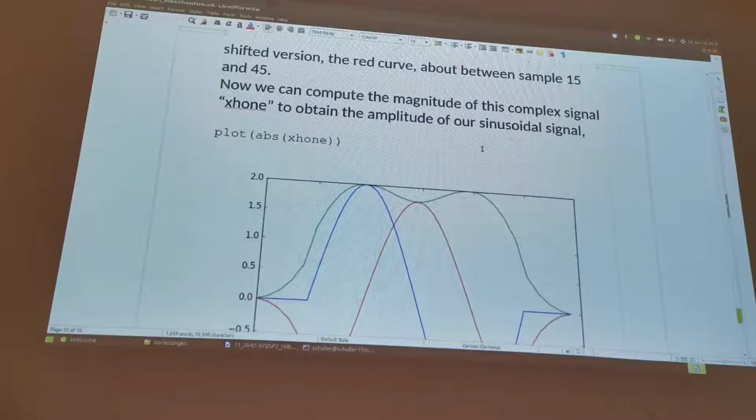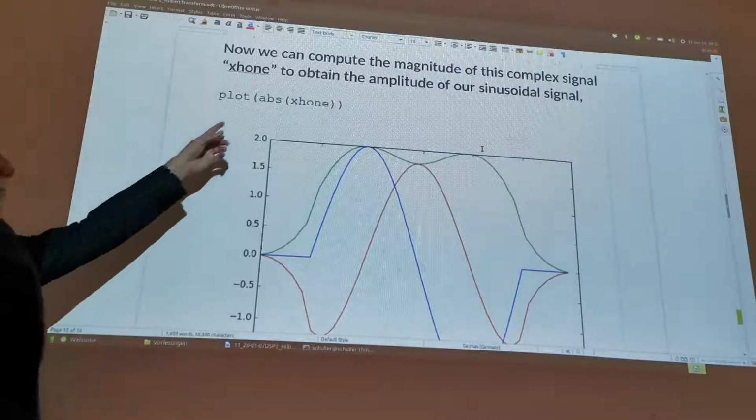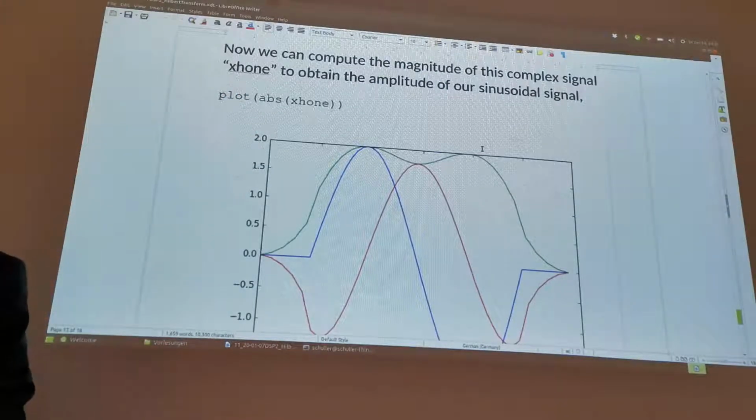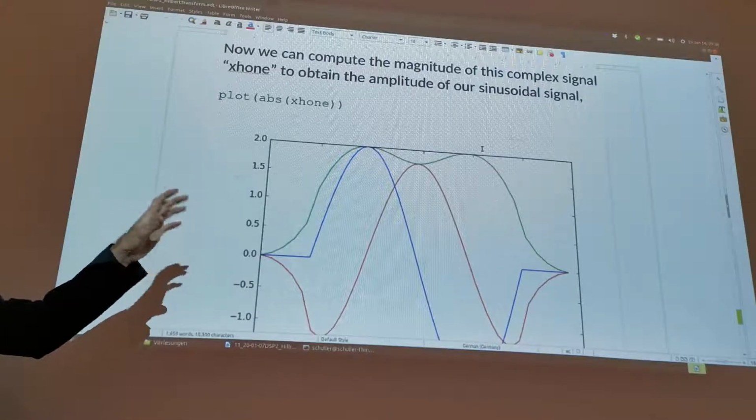Yeah, then we can actually compute the magnitude just using the abs function. Remember what the function abs is doing? Absolute. Yeah. How can you compute the magnitude? Value squared plus value squared under the root. Exactly. So we take the imaginary part squared plus the real part squared and then the square root.